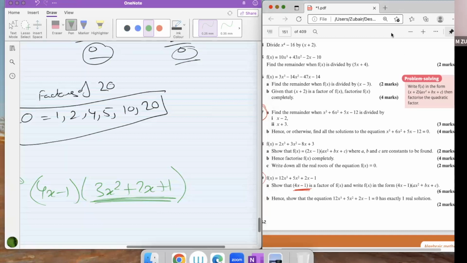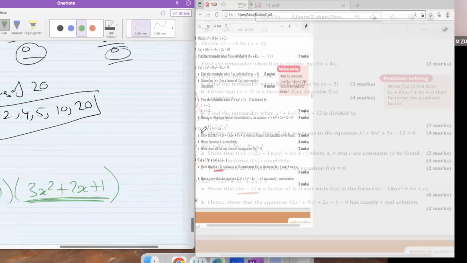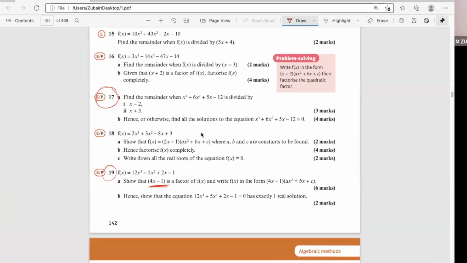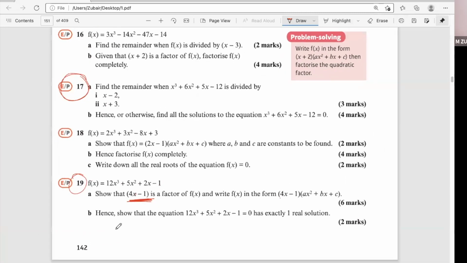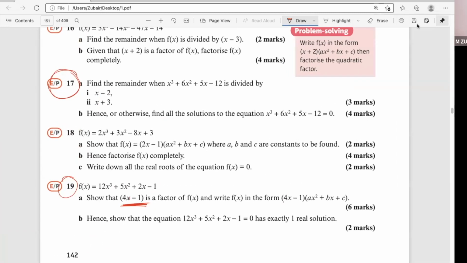Look at question B. It says, hence, sorry. Oh no, I was just saying I understand that question.